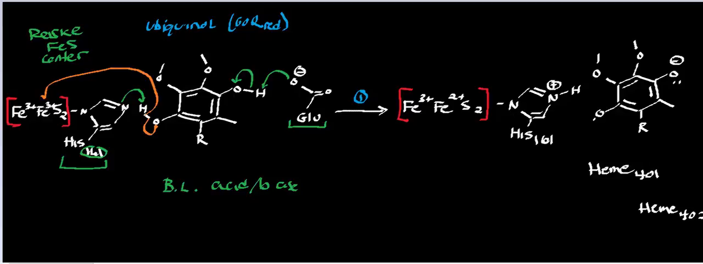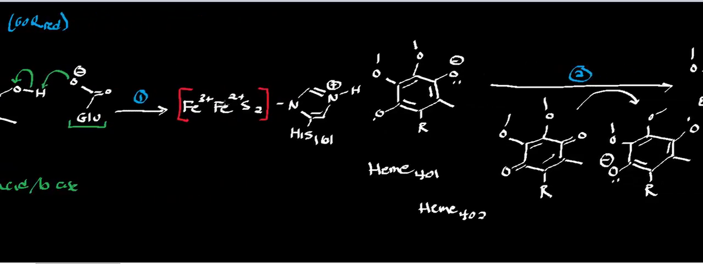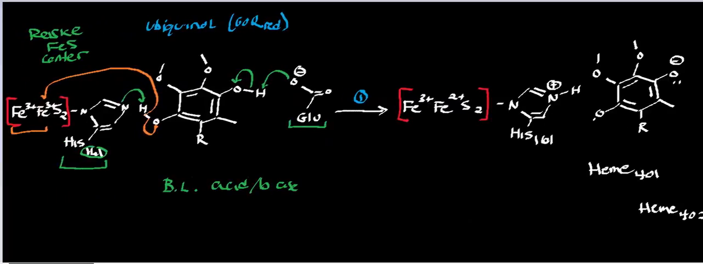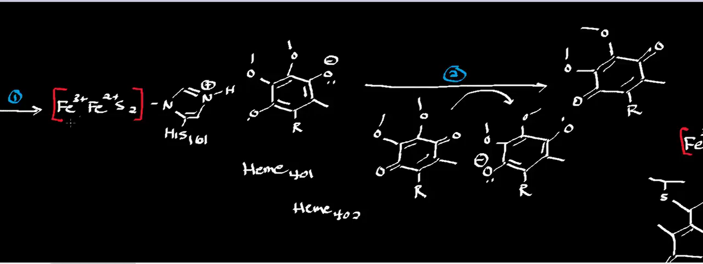Notice how both of these irons right here are in the 3+ state. So you would imagine that the Rieske iron-sulfur center would have one of them reduced, because one of those electrons came off of the ubiquinol and went to the Rieske iron-sulfur center. So that's what you see here. One of them is in the 3+ state, but this one right here is in the 2+ state. Hopefully that makes a little bit of sense.